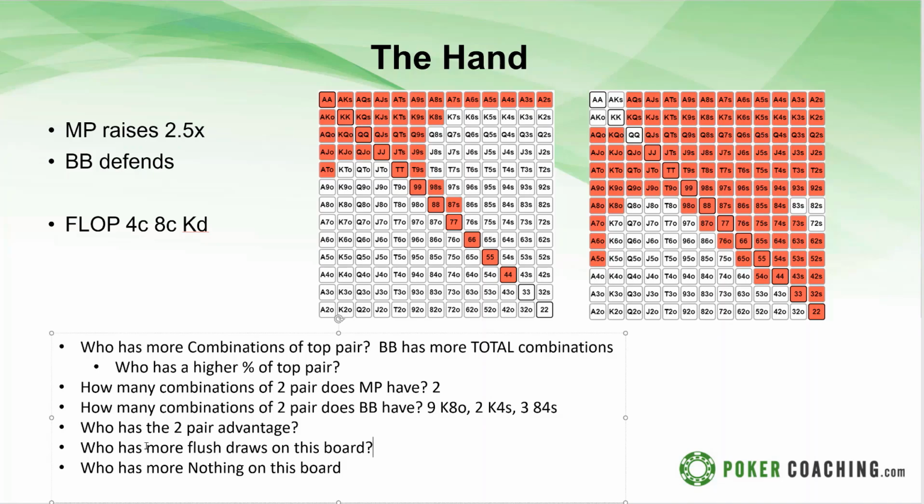Next. Who has more flush draws on this board? Flush draws, take a look at these graphs. Correct. Yep, so you guys are spot on this one. The big blind has way more flush draws than the position. So middle position has some flush draws, mostly the suited aces and suited kings. Big blind is defending almost every suited combination, so they have every single club combination on the board. And so big blind is always going to have a big flush advantage on this board.